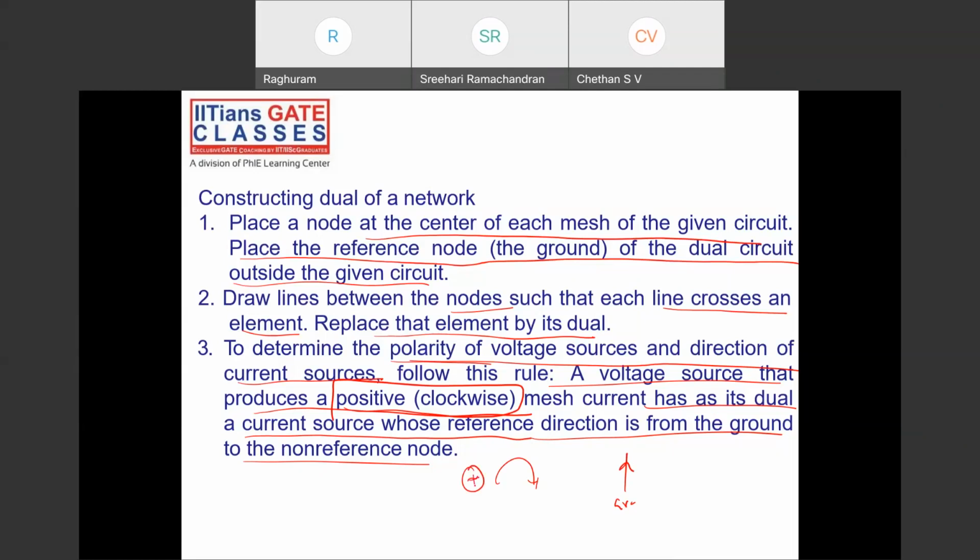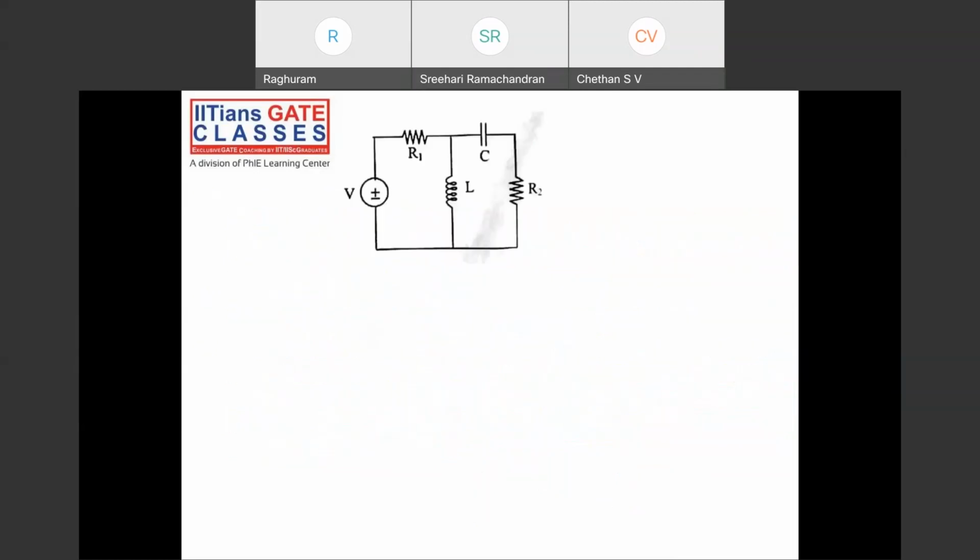If this is a voltage source, if it produces a clockwise current, this will have a ground to non-reference node direction of current. Okay, I'll show you how to construct a dual of this network.